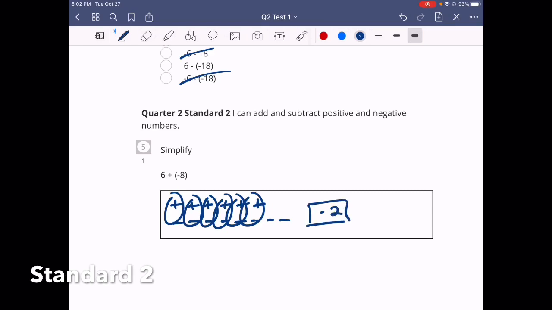Okay, we could also do a number line, and I'm going to start at positive 6, and I'm going to go to the left 8 spaces because I'm adding a negative, so I'm going to decrease the value. So go 1, 2, 3, 4, 5, 6, 7, 8, and that would be 5, 4, 3, 2, 1. That's 0, negative 1, and negative 2. And so there is my answer, negative 2. All right, two different ways to look at that.